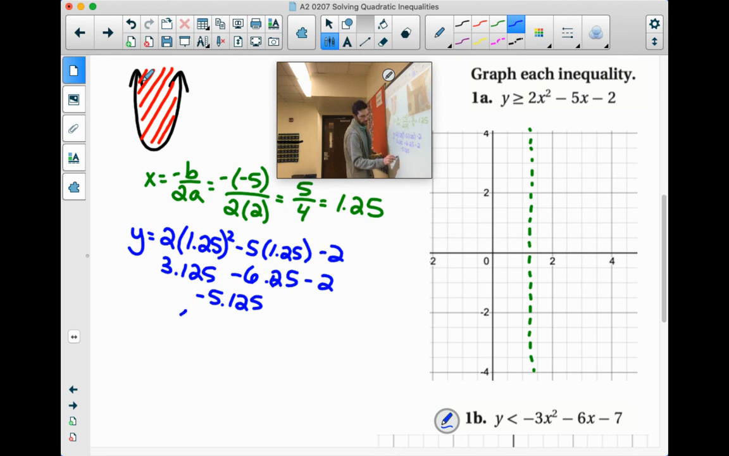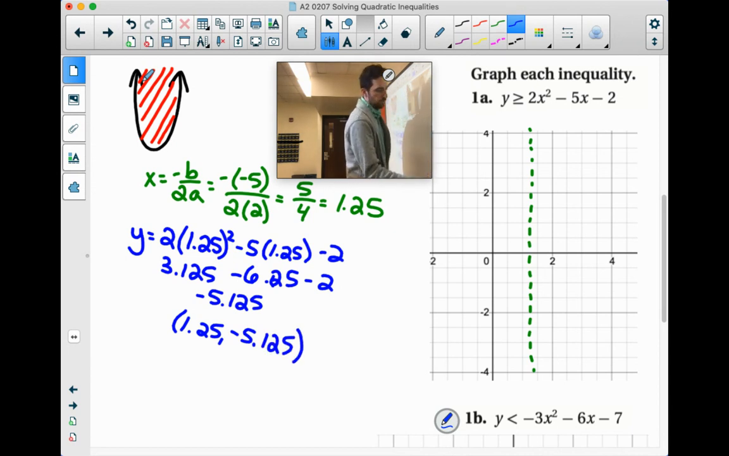So 3.125 minus 6.25 minus 2 is -5.125. So our x that we put in was 1.25. Our y that we got out was -5.125. So let's go to that point, 1.25, -5.125.